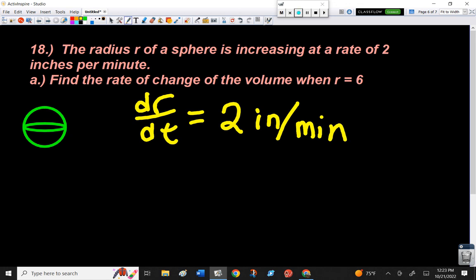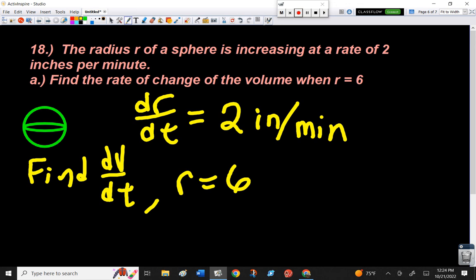Okay? The next thing is they say, find the rate of change of the volume. That must be, they want us to find dV/dt. They want us to find dV/dt when r equals 6. And 6 what? Well, 6 inches. Well, there's all the information we need. We got dr/dt, we need to find dV/dt, and we know what r is.